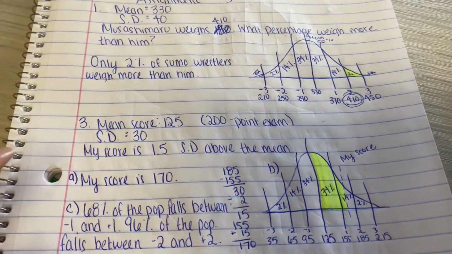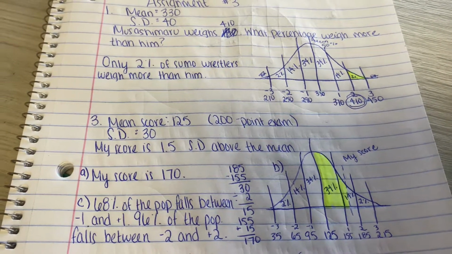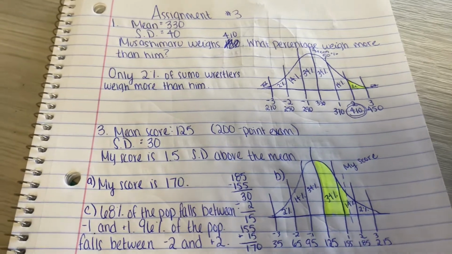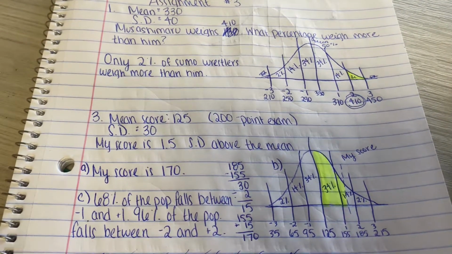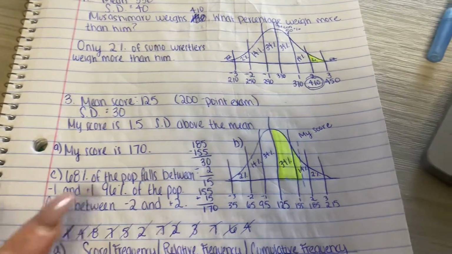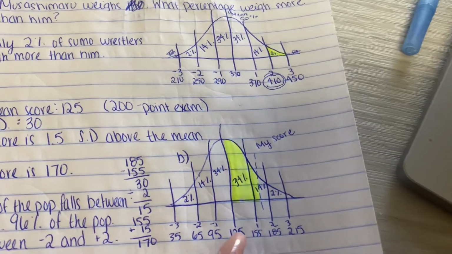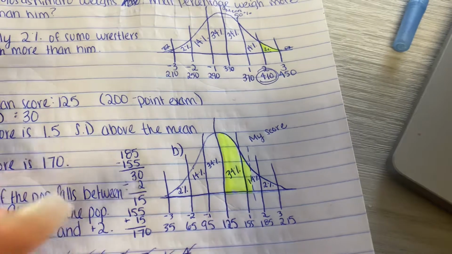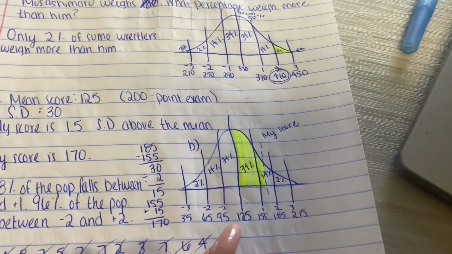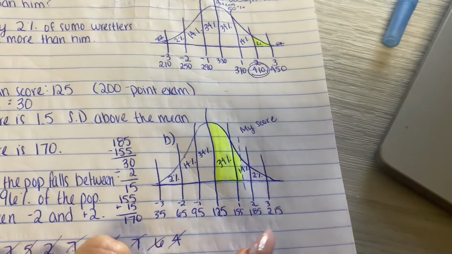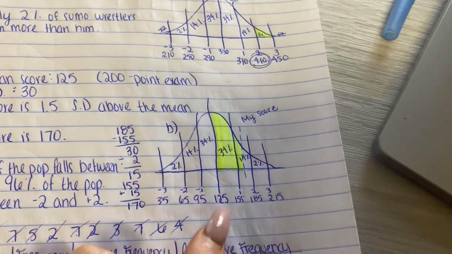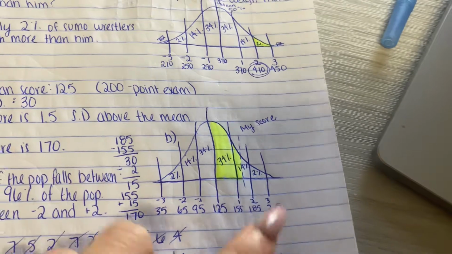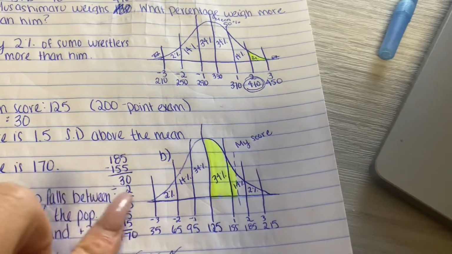And then for number 3, the mean score for the math exam is 125 out of 200 points, and then the standard deviation is 30. And they wanted to figure out what my score is, if my score is 1.5 standard deviations above the mean. So basically I just did the same thing as up here. I drew a normal bell curve and then subtracted 30 and added 30 depending on which way I was going. So 125 minus 30, minus 30, minus 30, 125 plus 30, 30, 30. And then I drew the sections and everything.